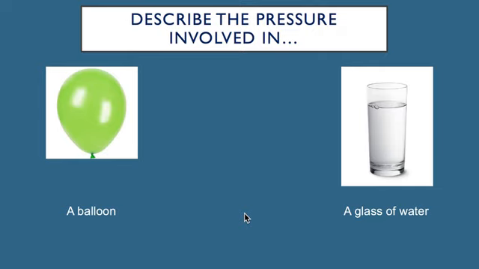Right, start off then, let's think about what we know already about pressure. If I was to ask you to describe the pressure involved in a balloon and the pressure involved in a glass of water, I want you just to write down whatever comes to mind, or just think about what you would say. What's pressure got to do with a balloon? What's pressure got to do with a glass of water? Just have a minute, maybe pause the video to think about it, and then we'll go through and look at that.